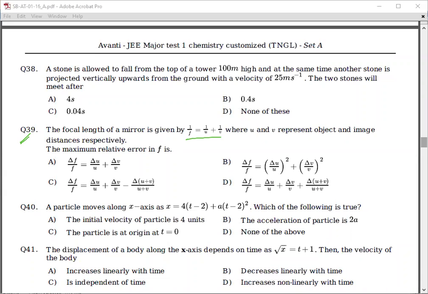Tell me, what will be the answer? The statement is f to the power minus 1 is equal to u to the power minus 1 plus v to the power minus 1. Yes or no? That is the statement. F to the power minus 1 is equal to u to the power minus 1 plus v to the power minus 1. Right? So tell me, what would be the answer?